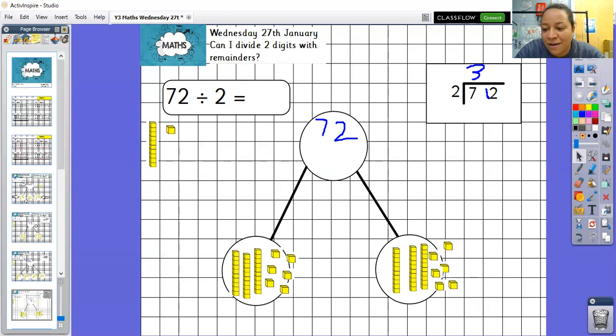And yes, they are. So can you see I've got 3 tens and 6 ones, which makes 36. So there's 6 ones there, so I can put that onto this one. And then here.